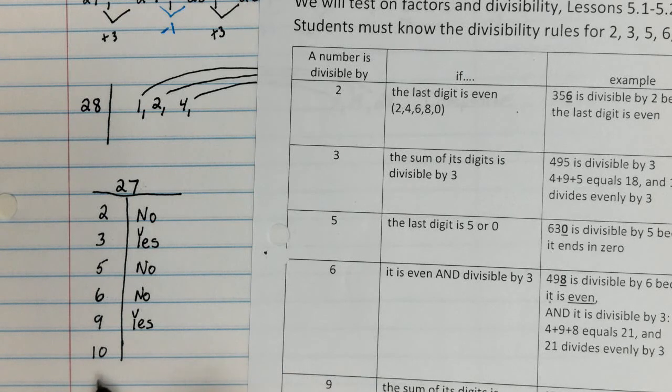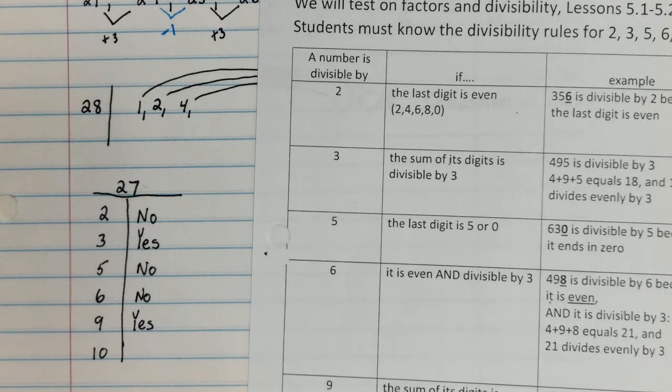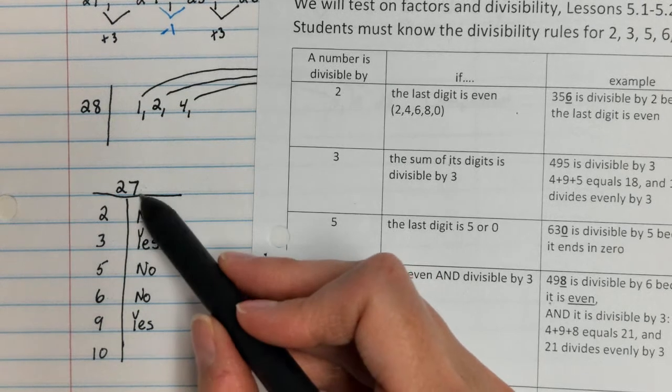All right, and my bonus rule, 10. Is 10 a factor of 27? No, because it does not end in a 0.